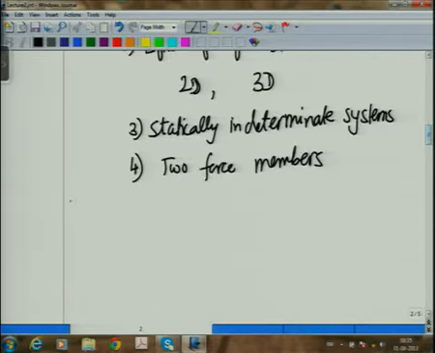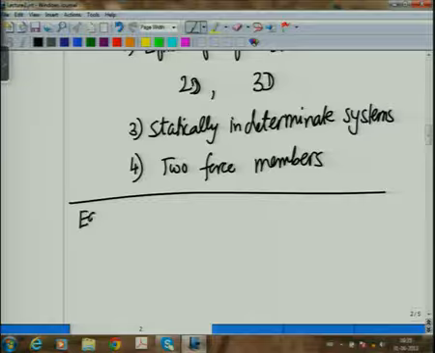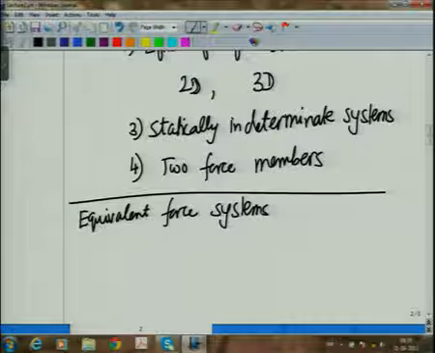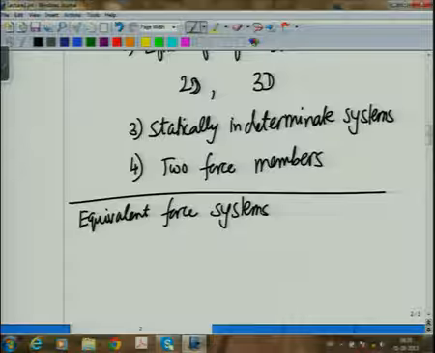Okay, so let's start without much ado about the topic where I left you last time, and that is equivalent force systems. And you must have done problems of this in your tutorial classes already.